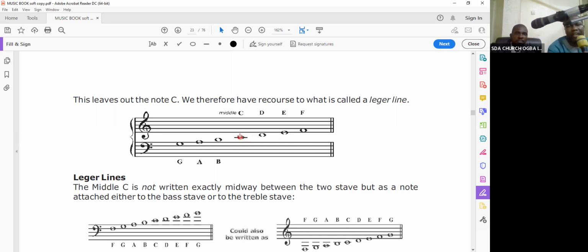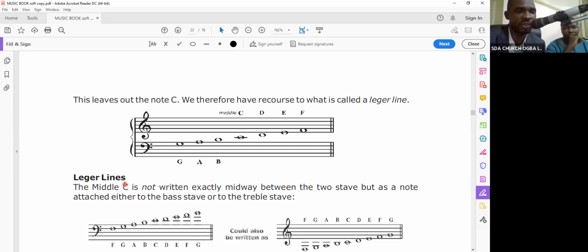And on the stave, we can find it in between the treble and the bass stave. That's where you can find the middle C. And it's on the short line called a ledger line. The ledger line, we can see, is used to pitch the middle C at the center of the treble stave and the bass stave.